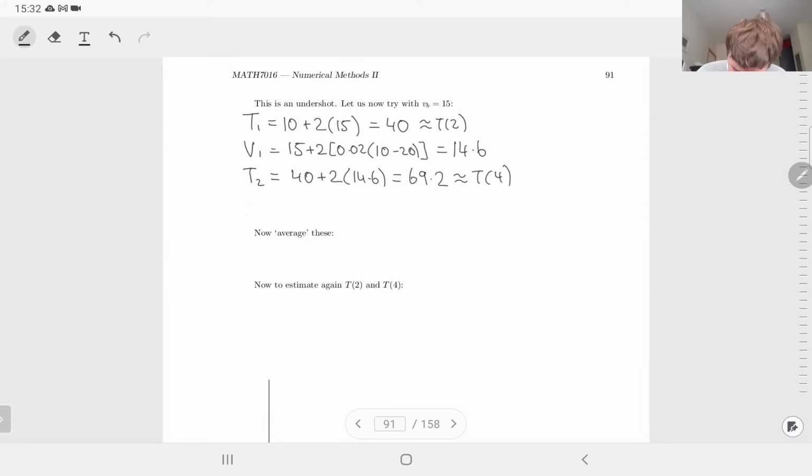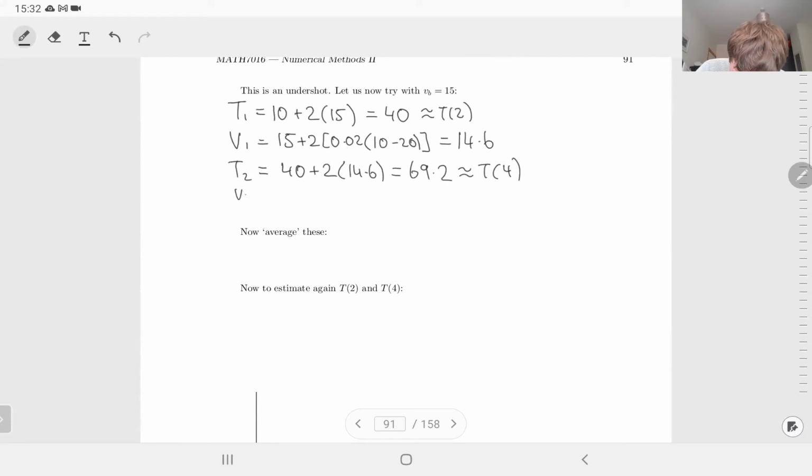And then we need to get V2. V2 is equal to the previous V value, which is 14.6, plus step size, which is 2, times slope of V, which is 0.02, times the previous T, which is T1, which is 40, minus 10, equal to, let's see what we get.